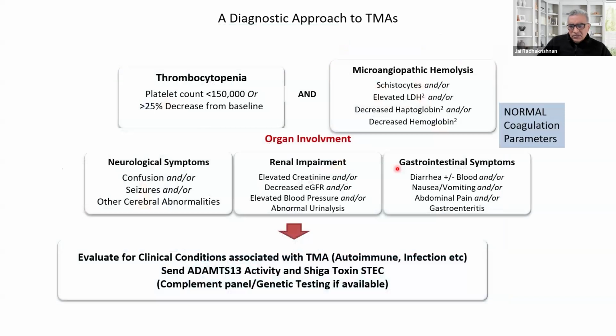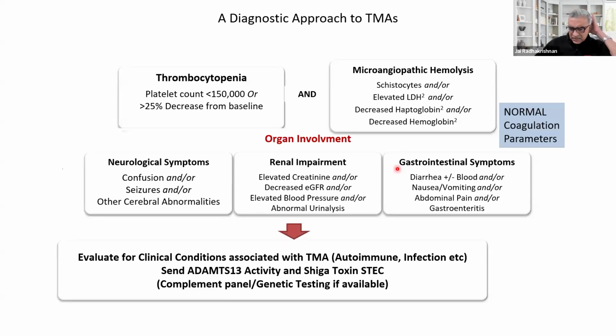So here's a workflow, if you will. If you make a diagnosis of TMA, which is thrombocytopenia and microangiopathy, and you've got one organ dysfunction, the first thing is obviously to rule out the typical, what we call the secondaries, which you saw in the right-hand portion of the slides of the classification: autoimmune, infection, pregnancy, etc. And we need to send some testing. I'll tell you what these are.